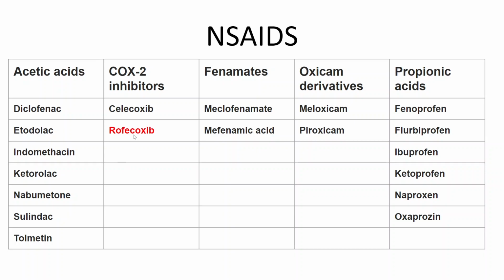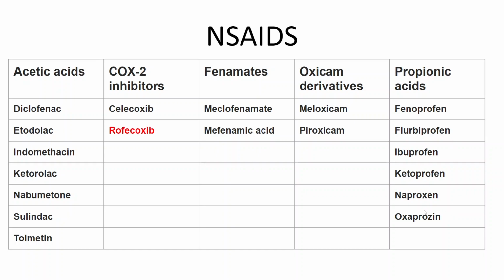The other way of classifying NSAIDs is based upon their chemical composition, like acetic acid derivatives, among them diclofenac, ketorolac, and indomethacin, the other common drugs. Among the COX-2 inhibitors, the most commonly used is celecoxib, and among the fenamates, mefenamic acid is more frequently used. Among the oxicam derivatives, piroxicam is more frequently used, meloxicam is not that preferable. And among the propionic acids, ibuprofen or brufen is the most commonly used. The other drugs, like fenoprofen, are chemical derivatives.